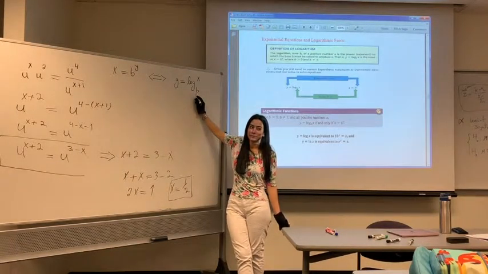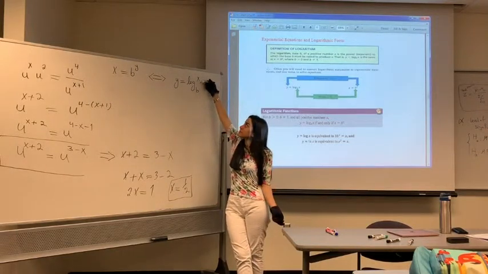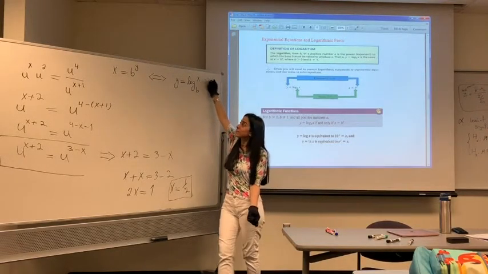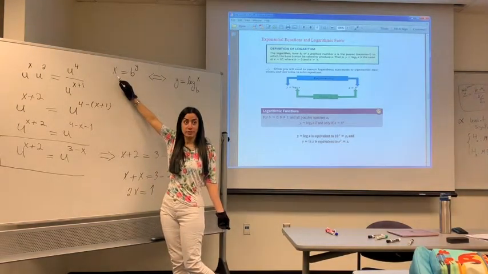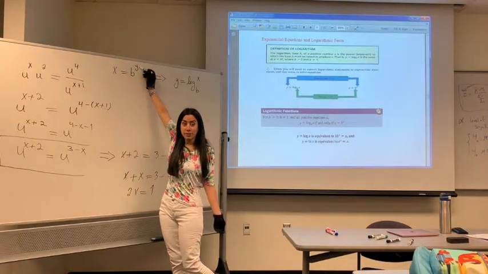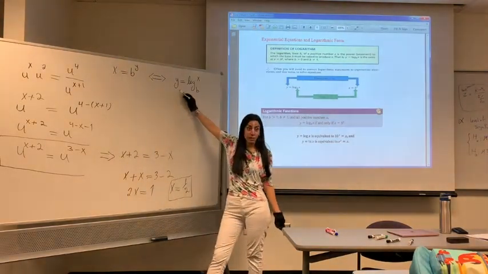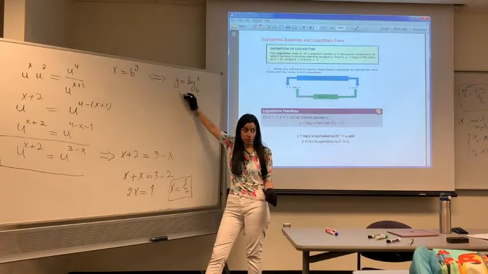That's not nice. I hate to log it. B is the base here, right? This x is coming from this side of the exponential function. This y is the power of the exponential function, which goes here. So there's a relation between this logarithm and the exponential function.